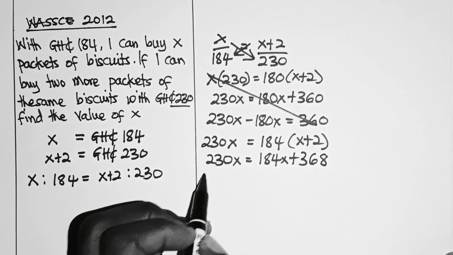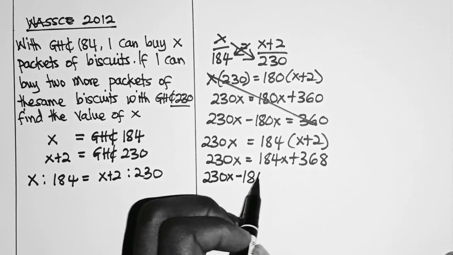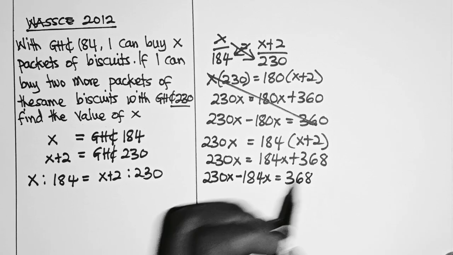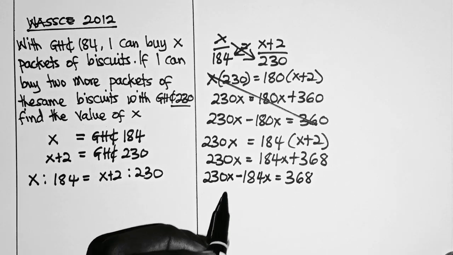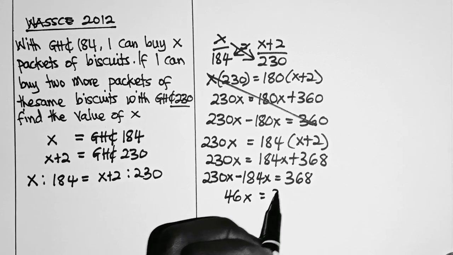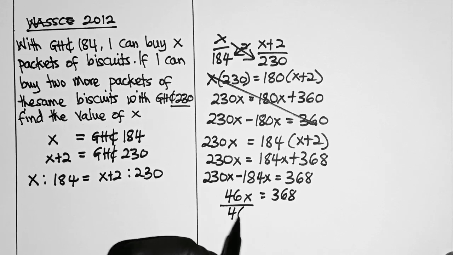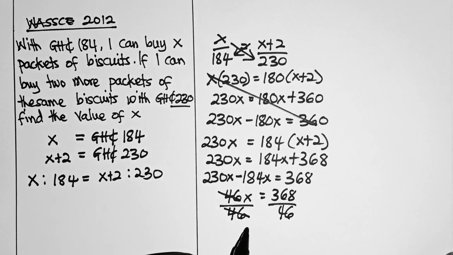If we group like terms, this becomes 230x minus 184x equals 368. Now 230x minus 184x is 46x equals 368. If we divide through by 46 on both sides, we find that x is equal to 8.